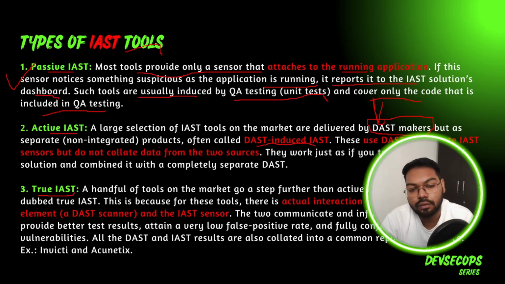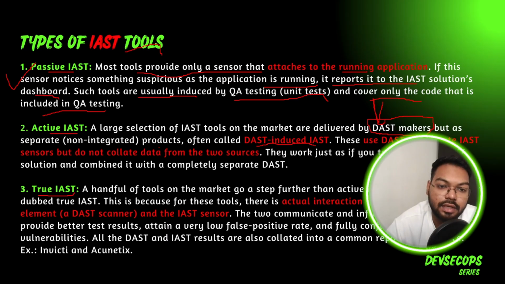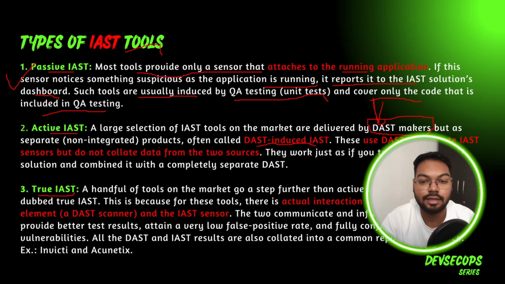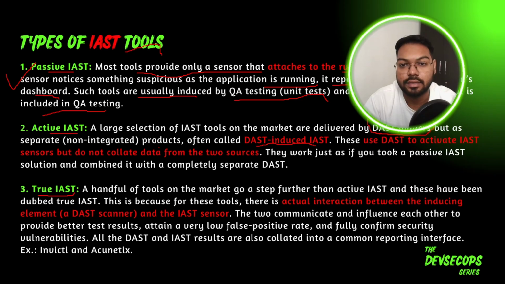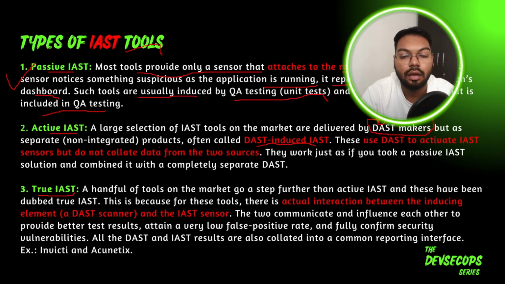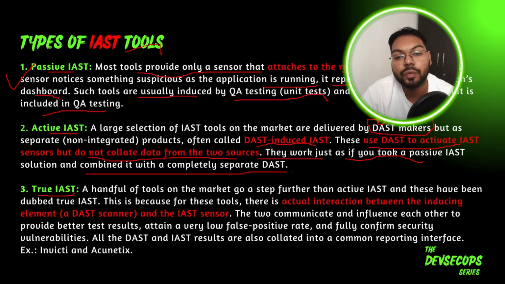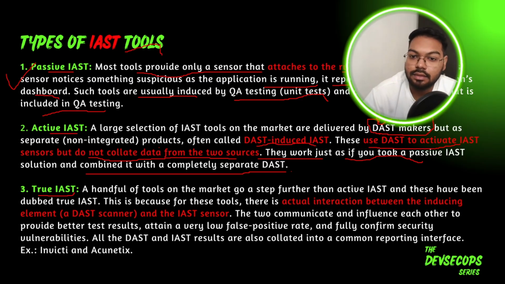It is not part of this particular application; it is deployed separately from that environment entirely. That's the reason it is called DAST-induced IAST. These use DAST to activate IAST sensors, but do not collect data from two sources. They work just as if you took a passive IAST solution and combined it with a completely separate DAST. What we mean here is that DAST would trigger certain attacks that would activate your IAST sensor.